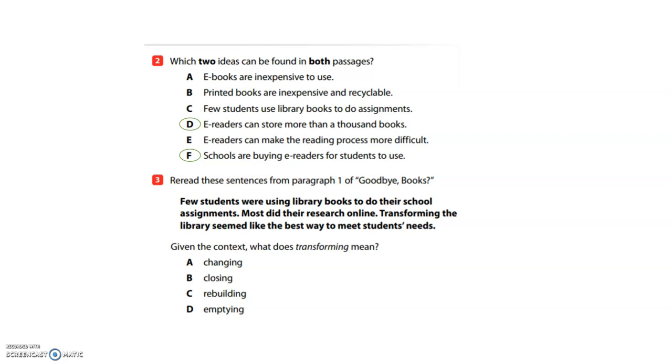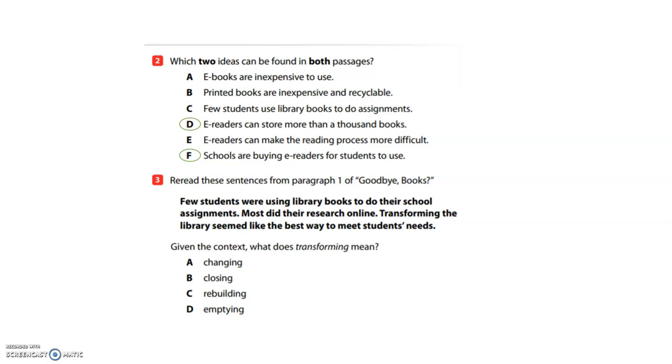Number 3, reread the sentences from paragraph 1 of Goodbye Books. "Few students were using library books to do their assignments. Most did their research online. Transforming the library seemed like the best way to meet students' needs." Given the context, what does transforming mean?